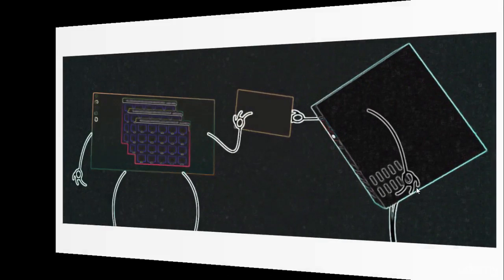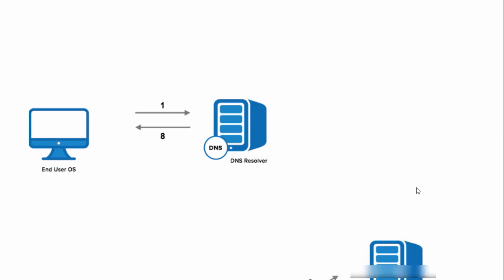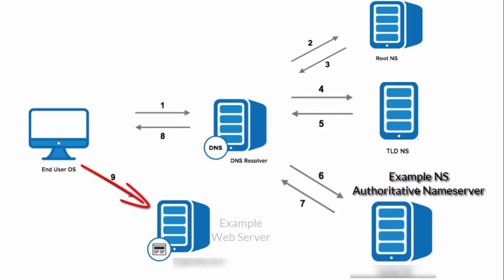The resolving name server takes this information from the authoritative name server, puts it in cache memory, and gives the reply to the operating system. The operating system then gives it to the browser, and the browser then makes the connection to the IP address requesting the web page.